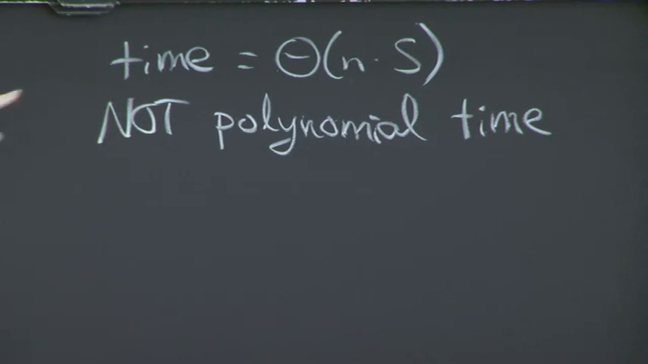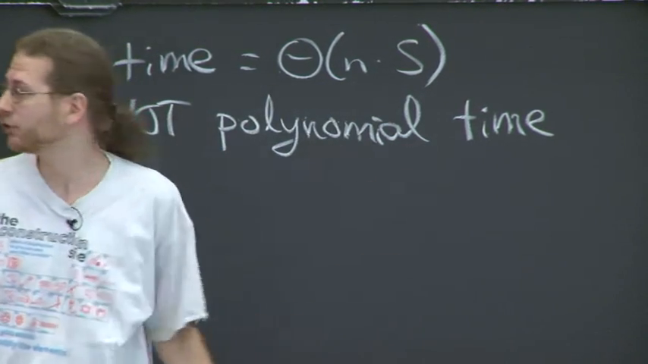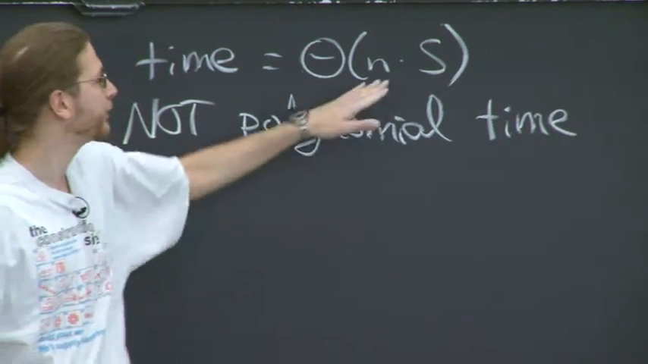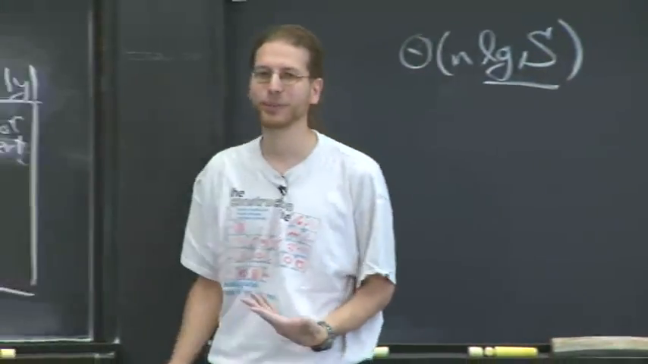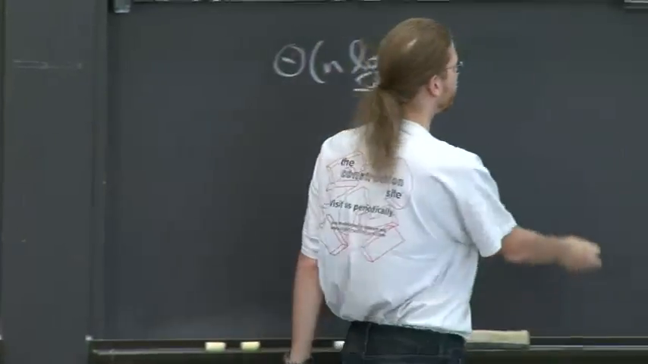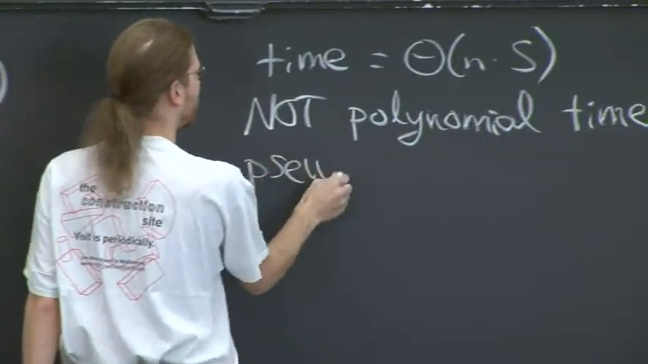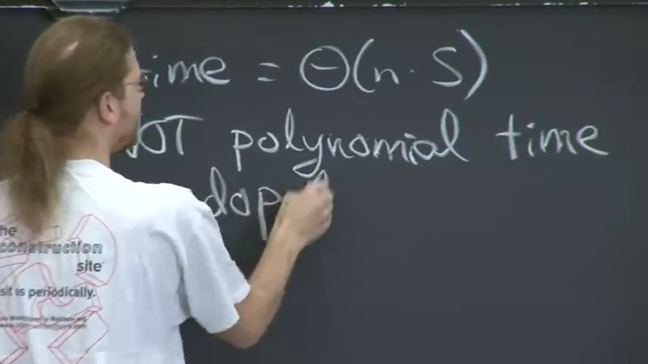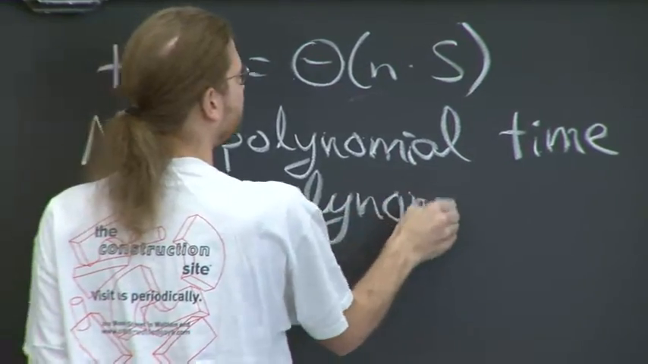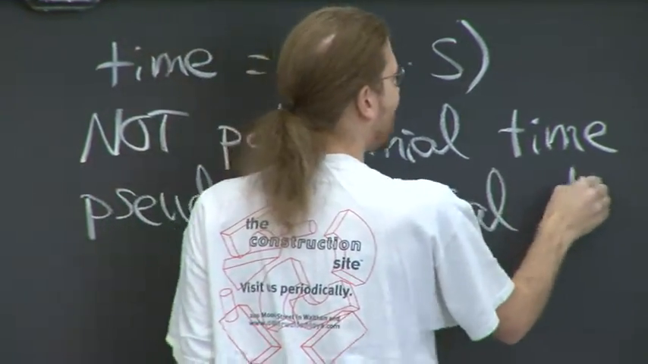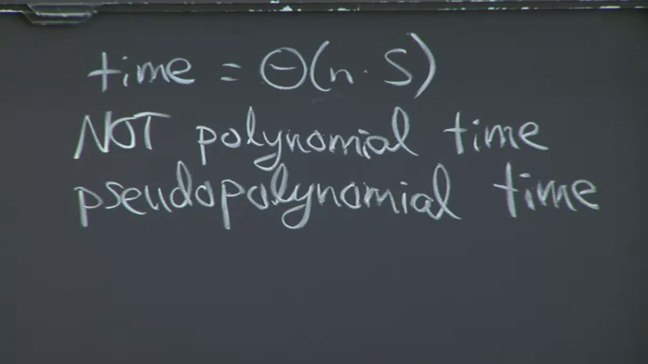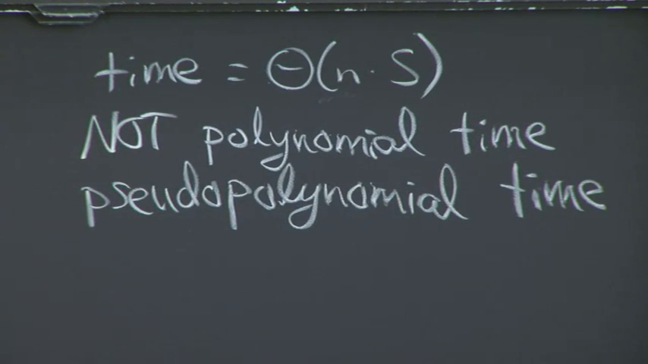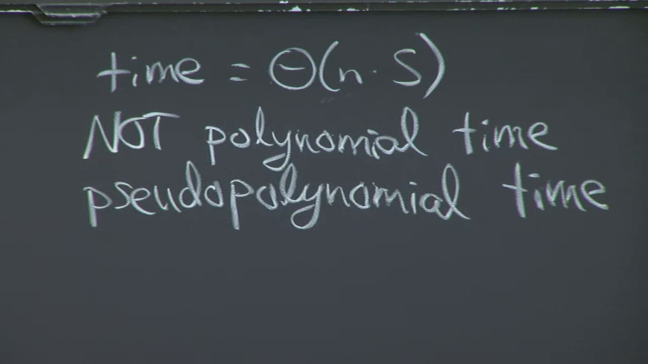But it's not n times S. This would be the binary encoding of the input. But the running time is this. Now, S is exponential in log S. So this is at best an exponential time algorithm. But it's really not that bad if S is small. And so we call it pseudo-polynomial time. What does pseudo-polynomial time mean? It just means that you're polynomial in n, the input size, and in the numbers that are in your input. Numbers here means integers, basically. Otherwise, it's not really well defined.